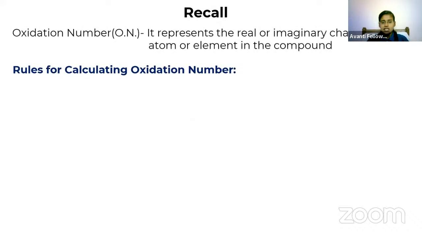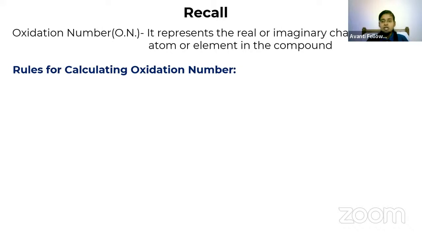Then after this, we entered the topic called oxidation number. What is an oxidation number? It is the real or imaginary charge present on an atom in a compound. So the charge acquired by an atom in a compound is called the oxidation number. We also started discussing the rules for calculating the oxidation number. There are many rules, and we have discussed 2 of them.